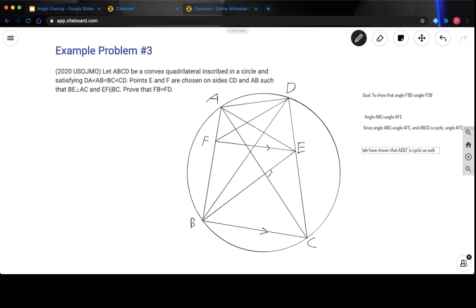And now we're going to use another condition that we haven't used yet. We're given that AB is equal to BC, which means that triangle ABC is isosceles. And since AC is perpendicular to BE, let's call this point point P. We know that APB and BPC are right triangles.